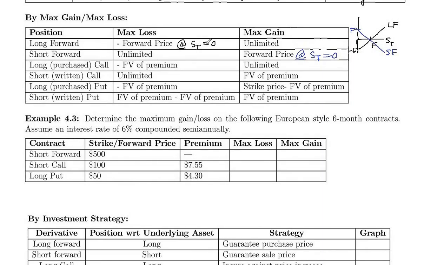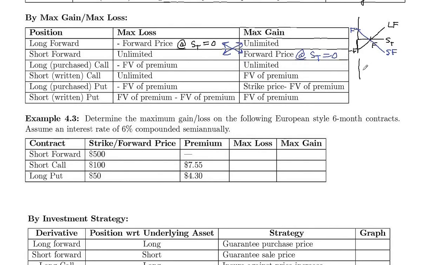So here, notice that these switch for the long and short position. And that will happen for every type of derivative agreement that we look at here. So, for example, if you've got a long call, a purchased call, we're going to talk about max loss and max gain. Remember, we looked at what the graph of a long call looks like.